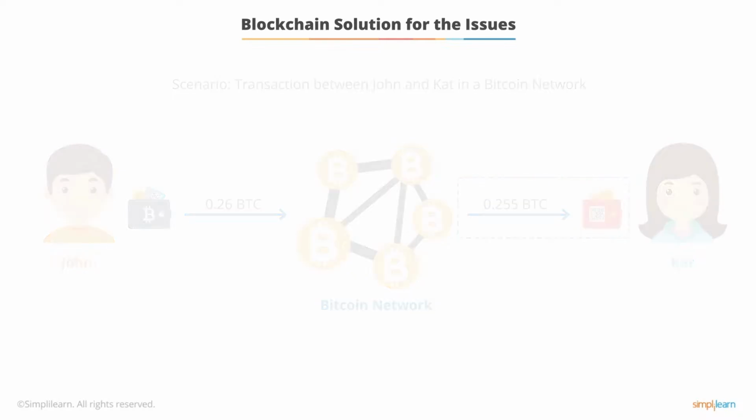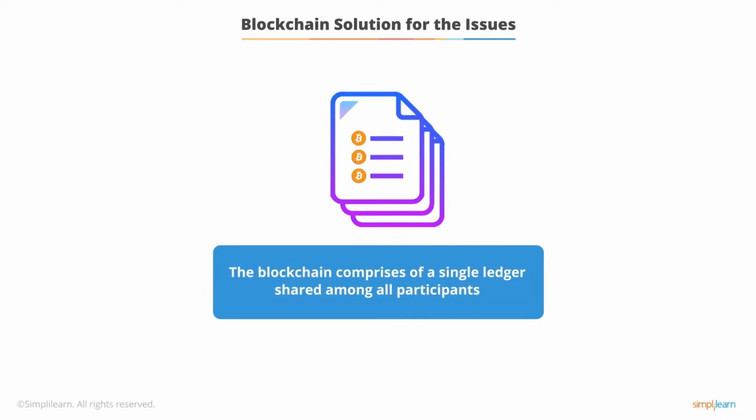In the banking system, we saw that every bank maintains its own ledger, and thus the banks need to update them independently and reconcile periodically. The blockchain, on the contrary, comprises a single ledger shared among all participants. Thus, no separate messaging protocol is required.